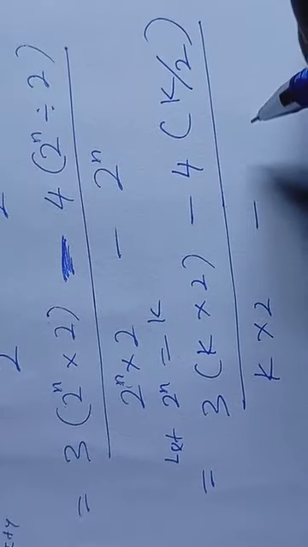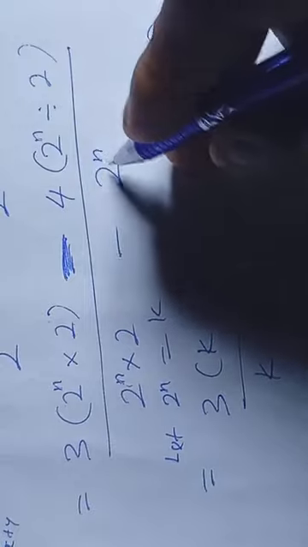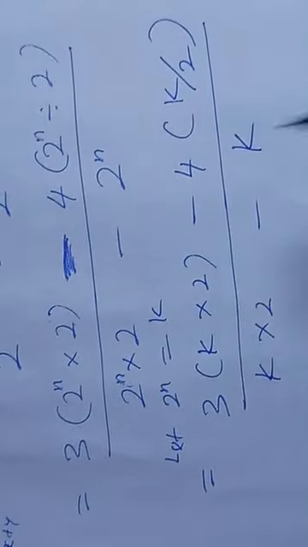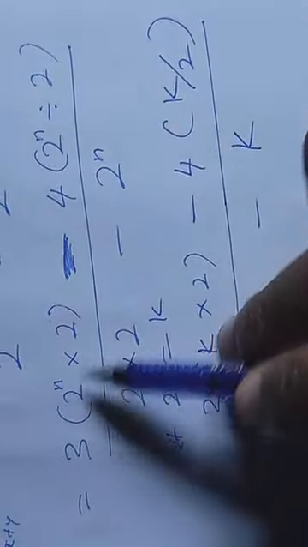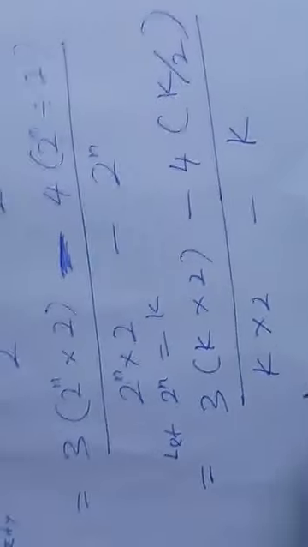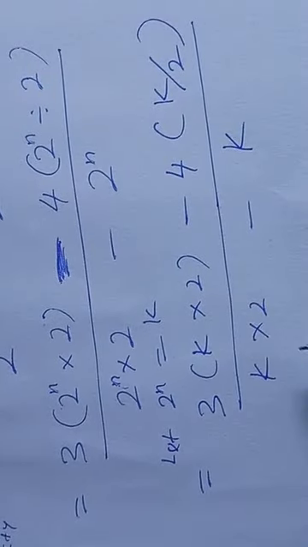And then minus 2 raised to the power n, which is k. So we put k there. You can see anywhere we saw 2 raised to the power n here, we have substituted it with k. So having done that, we can just start off.